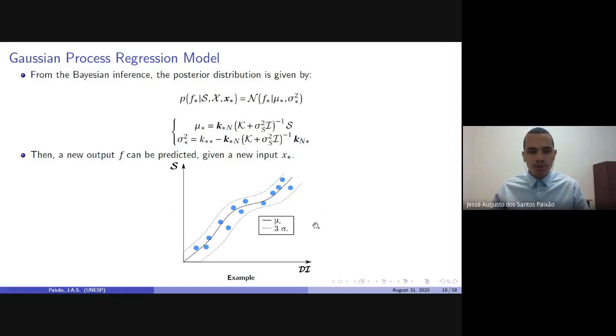The problem is illustrated here, where we have as input our damage index and also the delamination area as output. The objective here is to use this framework of the Gaussian process regression model to train our model in order to establish the relationship between the two variables and also to take into account the uncertainties associated with the damage index.